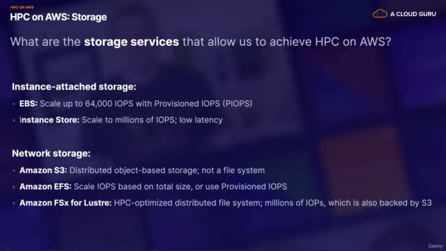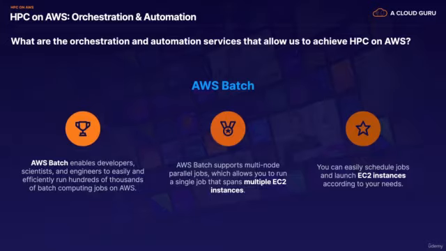So now that we've covered off networking and storage, we're going to move on to orchestration and automation. So what are the orchestration and automation services that allow us to achieve HPC on AWS? Well, there's really two. And the first one is AWS Batch. This enables developers, scientists, and engineers to easily and efficiently run hundreds of thousands of batch computing jobs on AWS. AWS Batch supports multi-node parallel jobs, which allows you to run a single job that spans multiple EC2 instances, and you can easily schedule your jobs and launch EC2 instances according to your needs.